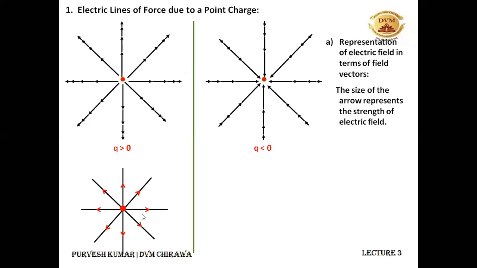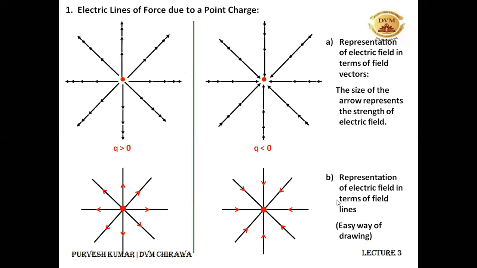We will be drawing the electric fields with the help of arrows, whether they are pointing inwards or outwards, depending on the nature of the charge. For a charge Q greater than 0, the electric field lines move out of the charge. For a charge Q less than 0, that is a negative charge, the electric field lines move towards the charge. So it is a simpler representation of the electric field in terms of field lines only.